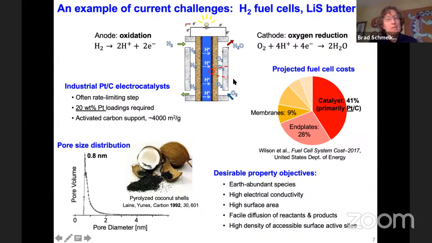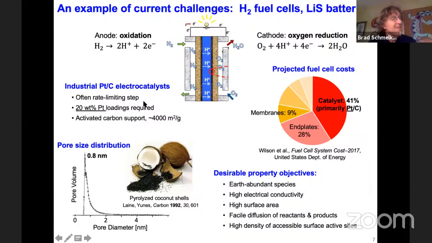The problem is, in this case, the rate limiting step of many of these types of devices is this cathode reaction, the oxygen reduction. So this reaction is slow. It's often the rate limiting step, as on the left. They use platinum on carbon. And in fact, you can accommodate that by somehow increasing the amount of platinum.